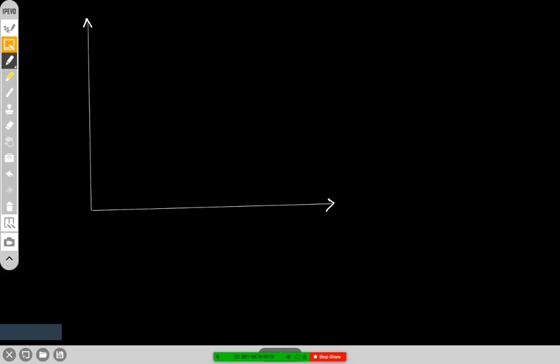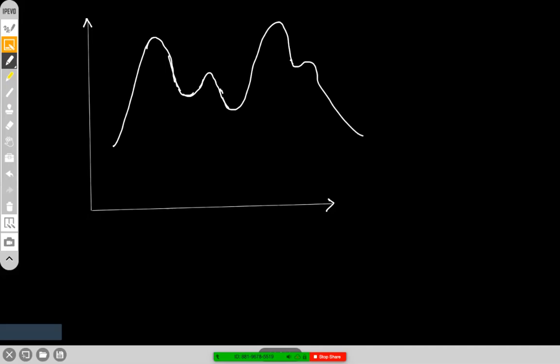So the graph could be like this. Suppose we are starting from this point, go like this, come down, then go like this, come down, go like this, come down, and go like this. Okay, this is the energy profile and this is the progress of reaction.